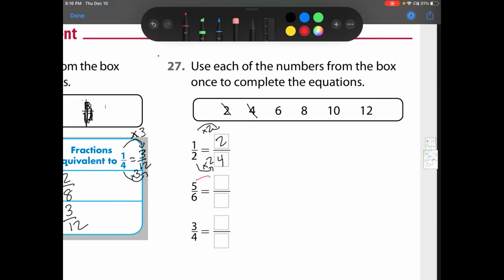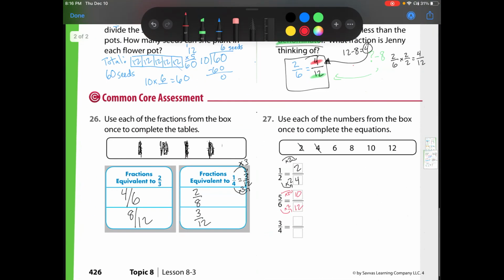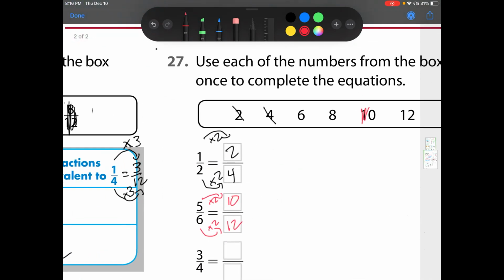So now let's head to our next one. I'm going to switch colors. I'm going to multiply it by 2 halves again. So 2 for the numerator, 2 for the denominator. 5 times 2 is 10, 6 times 2 is 12. Those numbers, oh man, it just keeps jumping. Those 2 numbers are both on my number bank, so we're good.